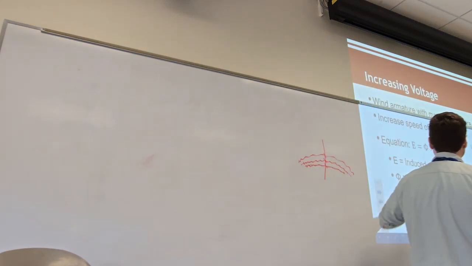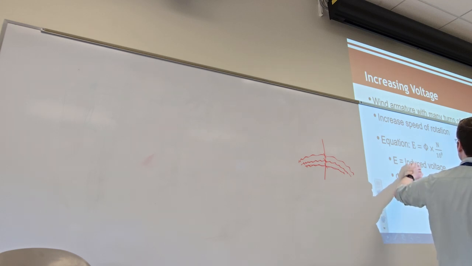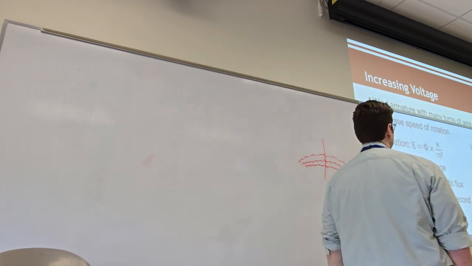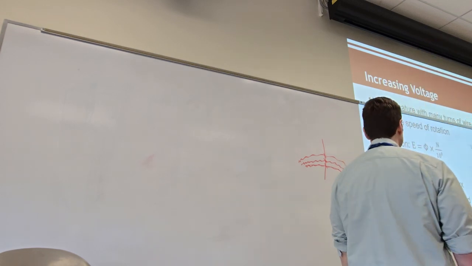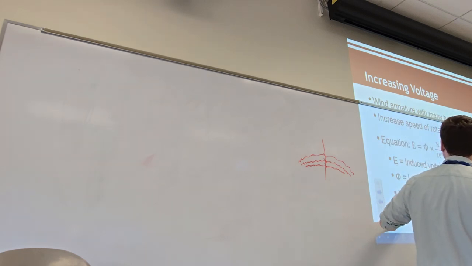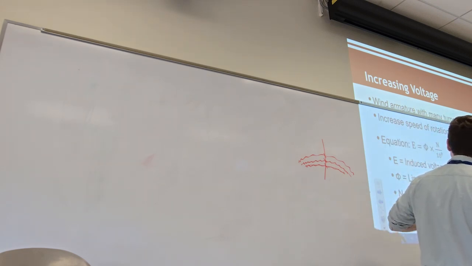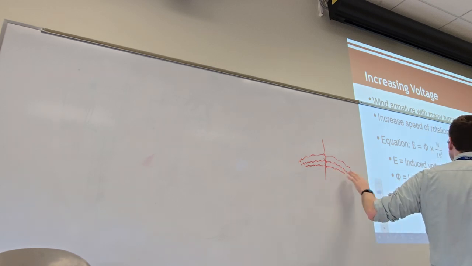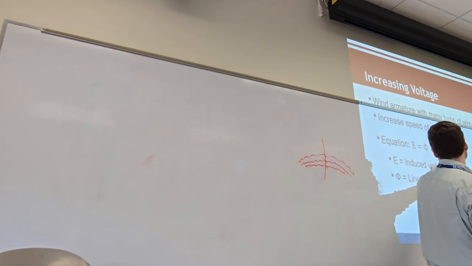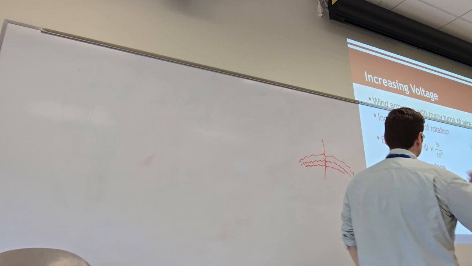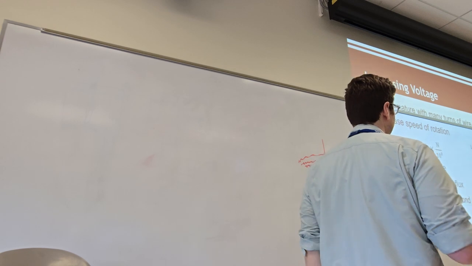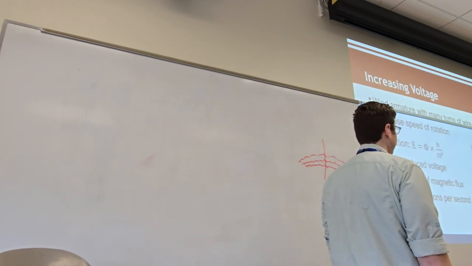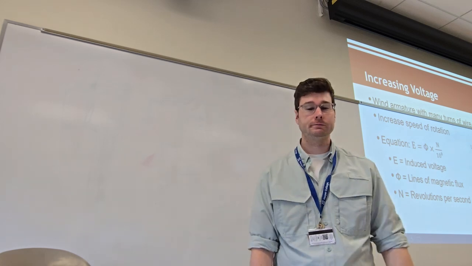The equation that dictates this, or at least shows the relationship of it: E equals phi, that particular symbol, times n over 10 to the 8. So this is our revolutions per second, how fast our generator is turning. This is the number of lines of magnetic flux that we were crossing. And E will be the induced voltage, or V in our usual notation. So what is the voltage that we expect to get out of a given generator or a given wire that is turning within a magnetic field? Well, that's how we can tell, theoretically.